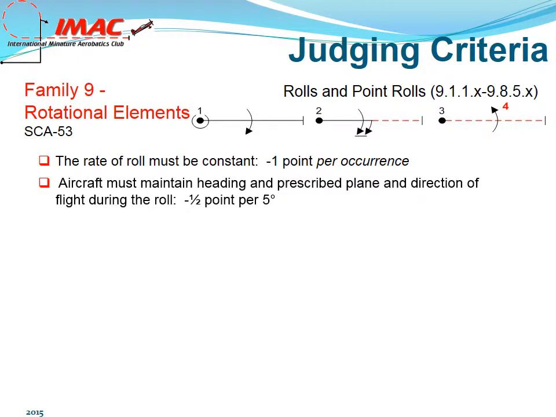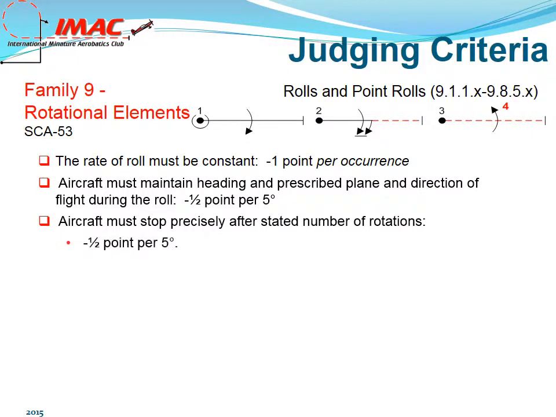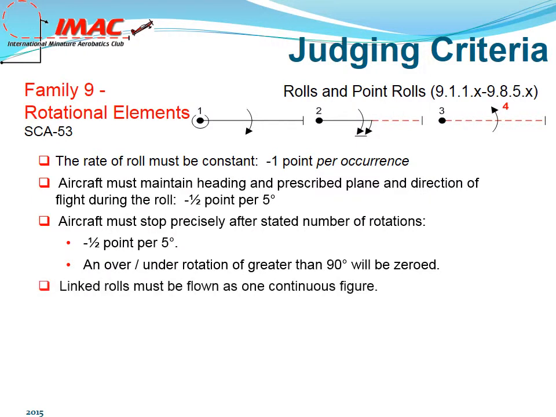Aircraft must maintain heading and prescribed plane and direction of flight during the roll, half point per 5 degrees. Aircraft must stop precisely after stated number of rotations, half a point per 5 degrees. An over or under rotation of greater than 90 degrees will be zeroed.